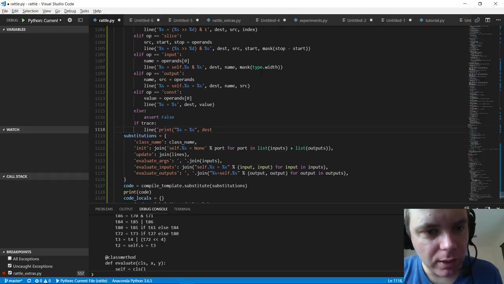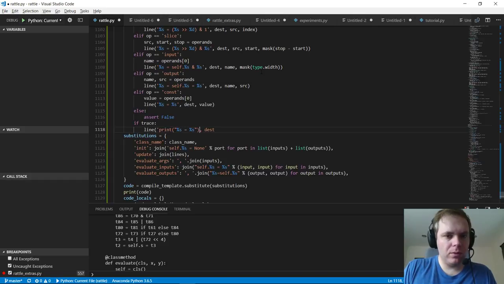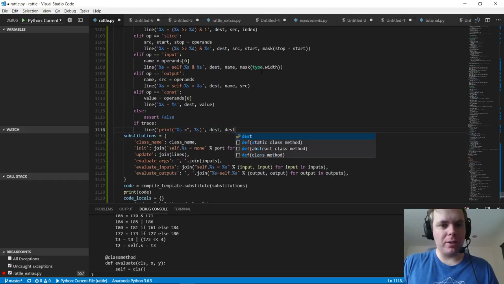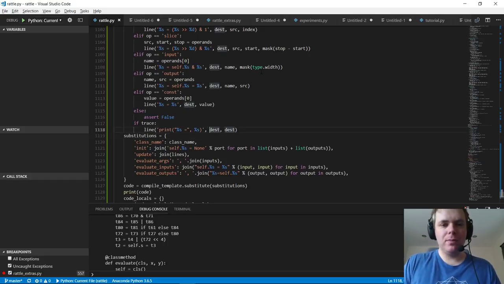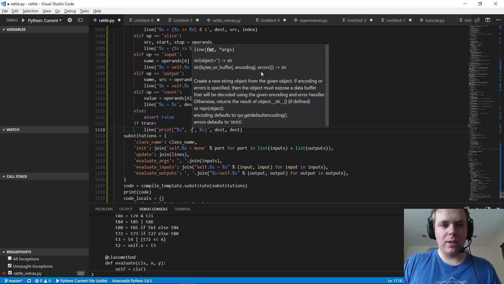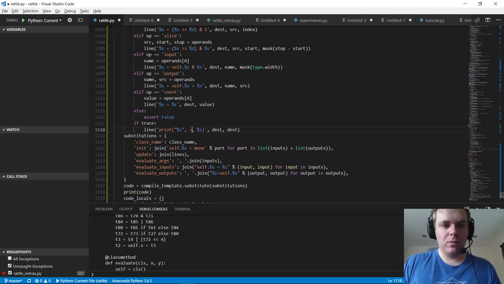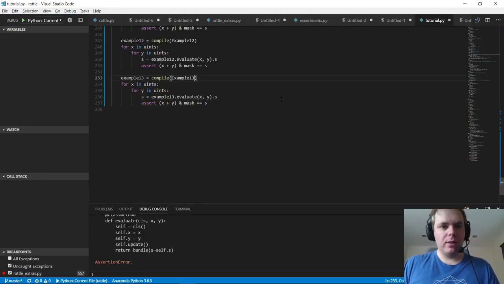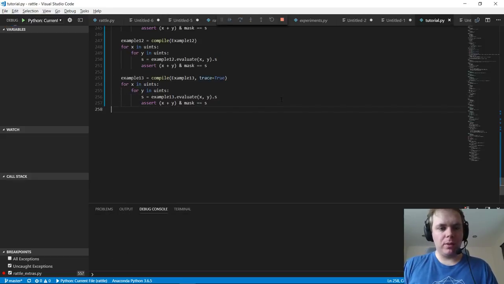So wait, let me think about it. There's two levels. I guess you can do it like this, because one of them is quoted and the other one isn't. Let's write it like this, because it's quoted in one case and not in the other. So first, let's just verify that this still works, and then let's do a trace of this so we can see how the values evolve and where the bug in the compilation code is.